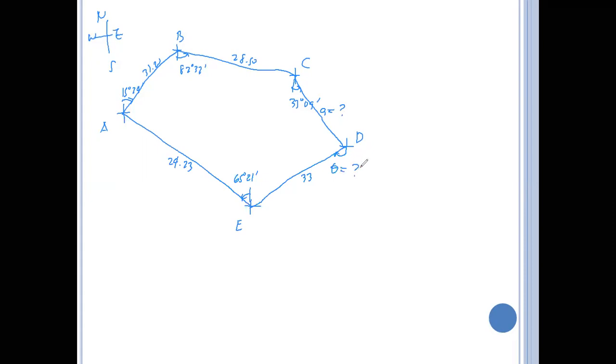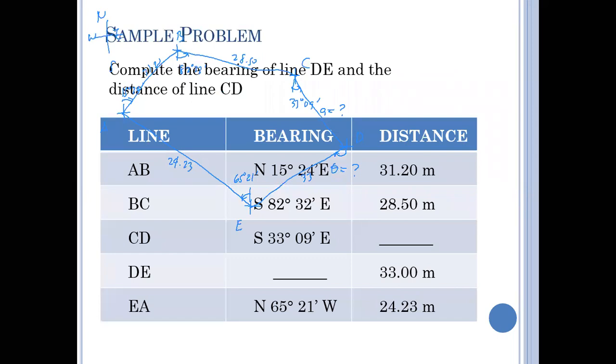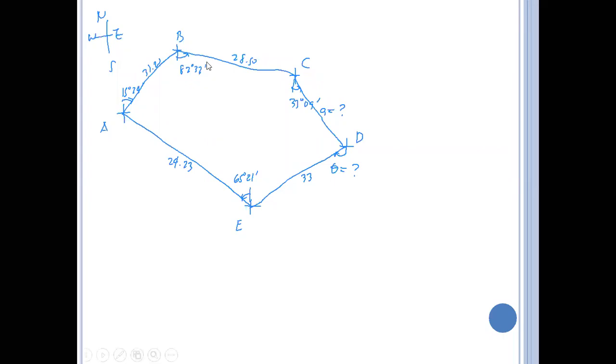So sabi sa procedure, we need to connect the ends of the two adjacent missing sides and call this as closing line. So for this case, yung connect natin ends would be from C to E. So natin yung kulay, natin red. Ito yan. So this is the closing line.